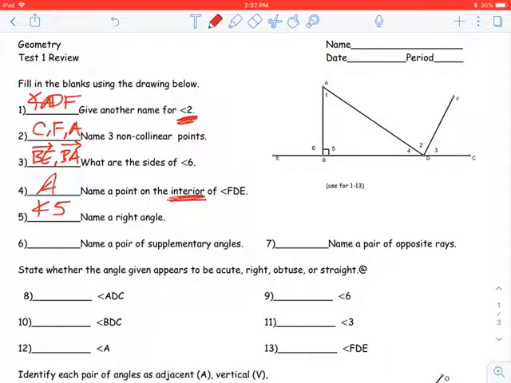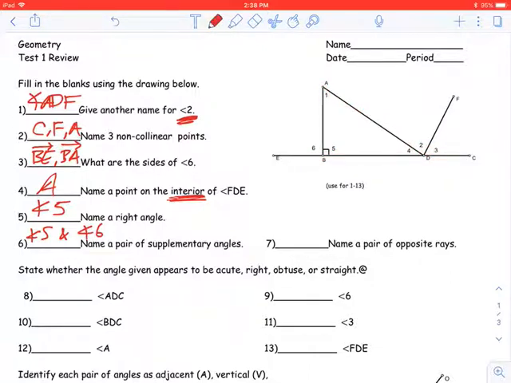Supplementary means it makes a line. So look at these two. Those two make a line when you put them together. Or these two make a line as well. So I'm just going to go ahead and say 5 and 6, but really there's a bunch of different options. So angle 5 and angle 6. Now keep in mind, you could say angle 4 and angle ADC. Angle 4 is this one, ADC is this one, and it makes that solid line there.